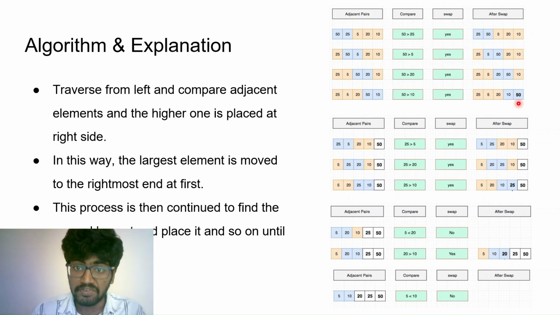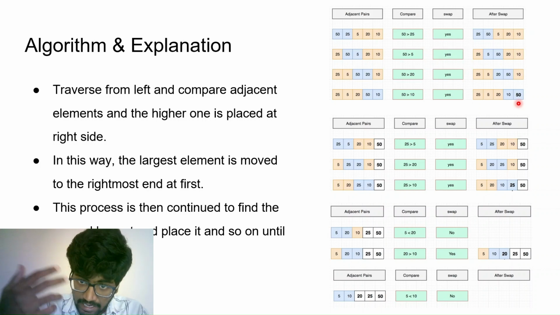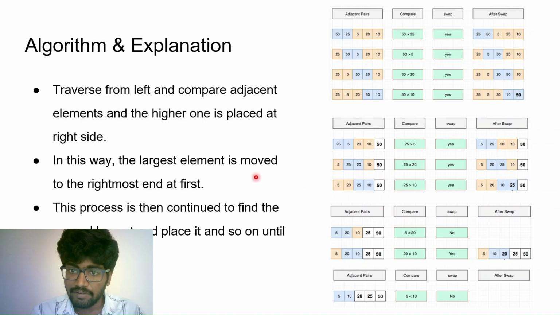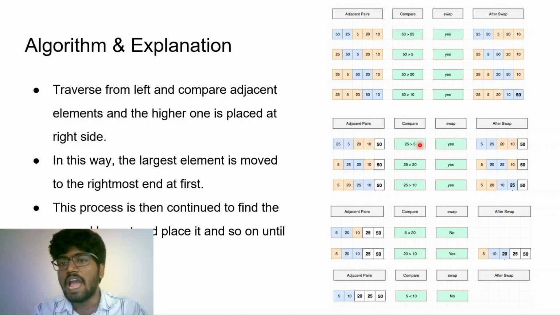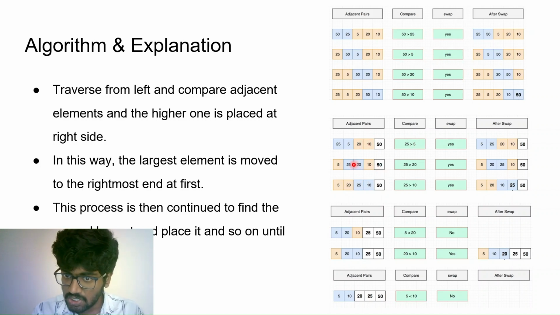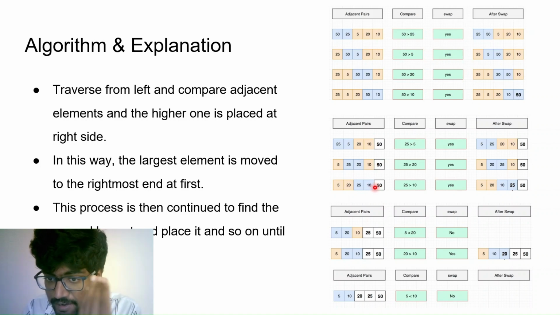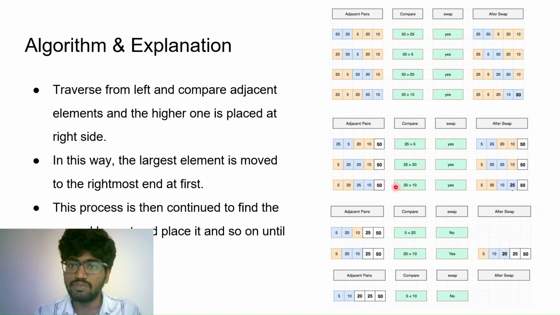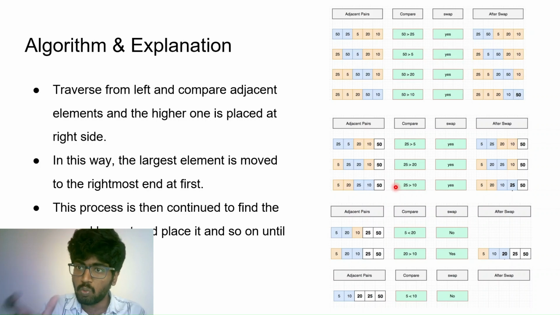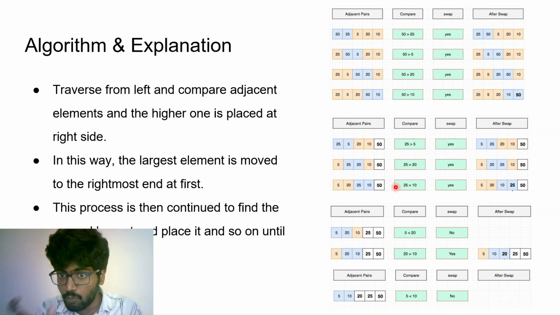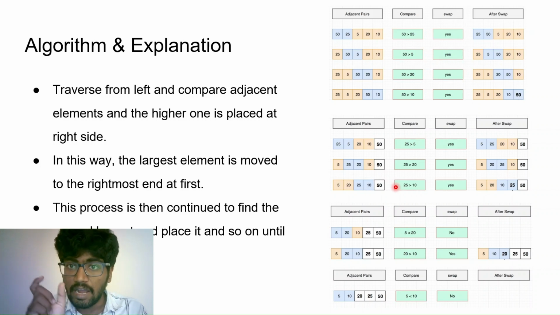Repeat the same operation again from left to right. You start from 25, compare 25 and 5, 25 and 20, 25 and 10, and you need to swap in all cases. But you don't compare 25 and 50. That's because 50 is the largest, and once you start doing bubble sort, for every iteration you fix the position of one element in your array.